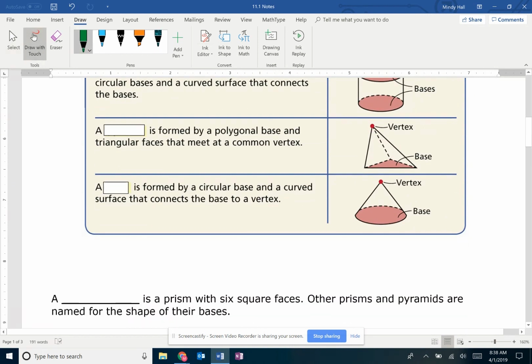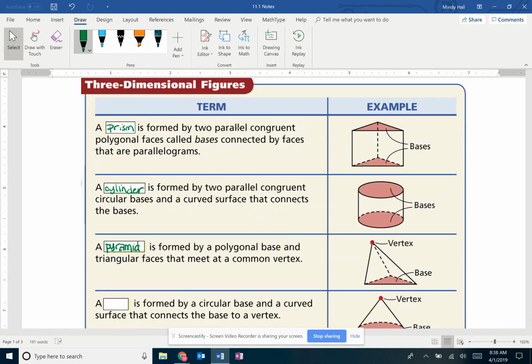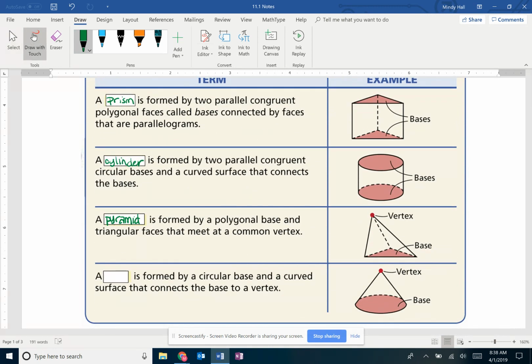The next one, a pyramid, is formed by a polygonal base and triangular faces meeting at a common vertex. So you notice our base, in this case, is a triangle, so this would be a triangular pyramid because they all come to the one point instead of having another triangle at the top, kind of like with the prisms. So then last but not least, we have a cone, formed by a circular base and a curved surface that connects the base to a vertex. So it's kind of like a circular pyramid, but obviously we call it a cone instead.